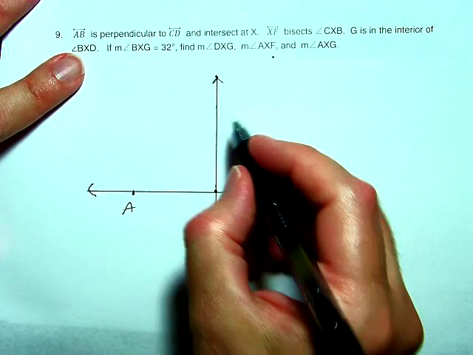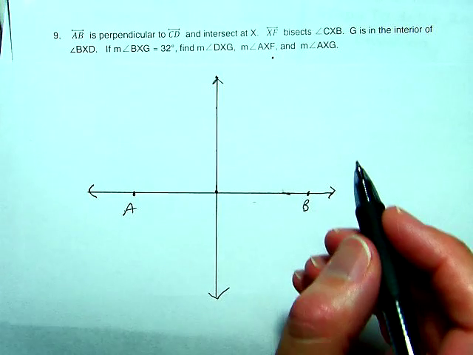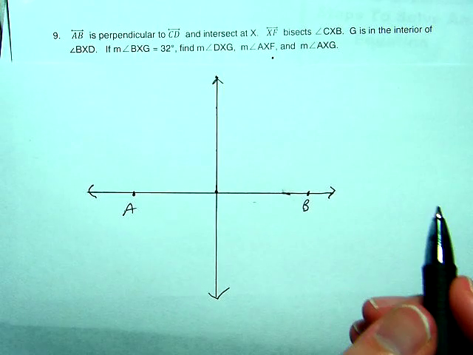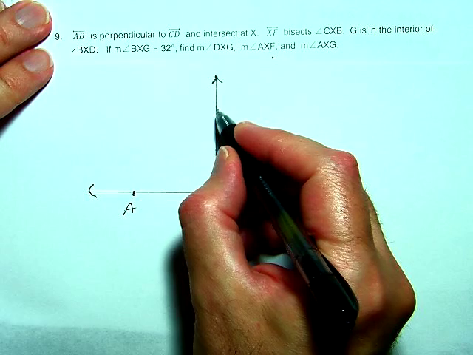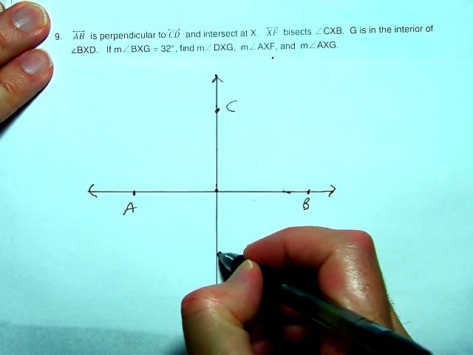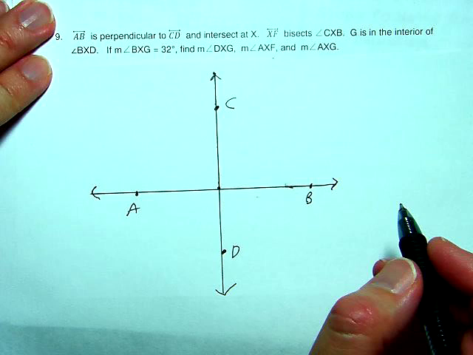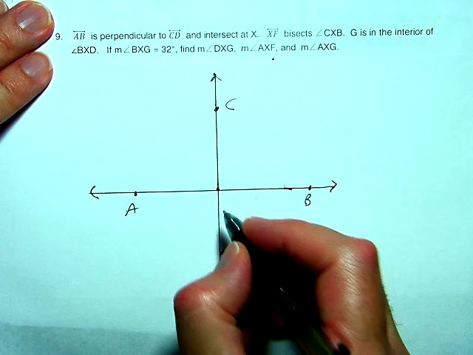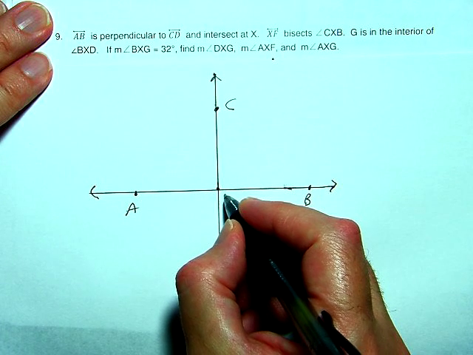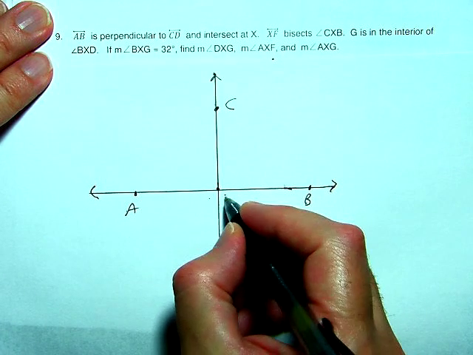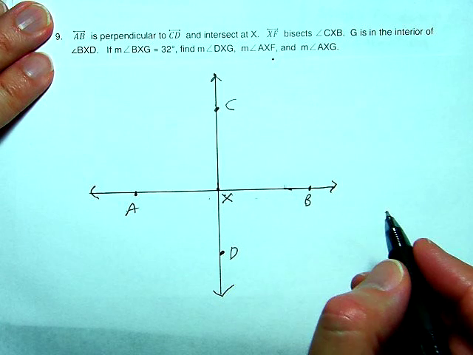Okay, so we can call this point C, and we can call this point D. So now we have line AB perpendicular to line CD. Well, they intersect at X. We should draw an X. Point X, over there. The intersection.